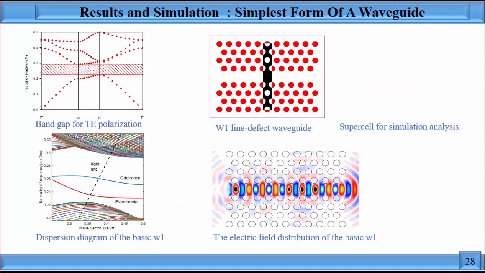Slide 28. Simplest form of a waveguide. It exhibits two guided modes. The linear dispersion curve of the even mode has a wide range of wave vectors, therefore we discussed only the vertically even transverse electric-like modes. It is clear that the energy is concentrated in the line defect of the waveguide due to the symmetric constraint.